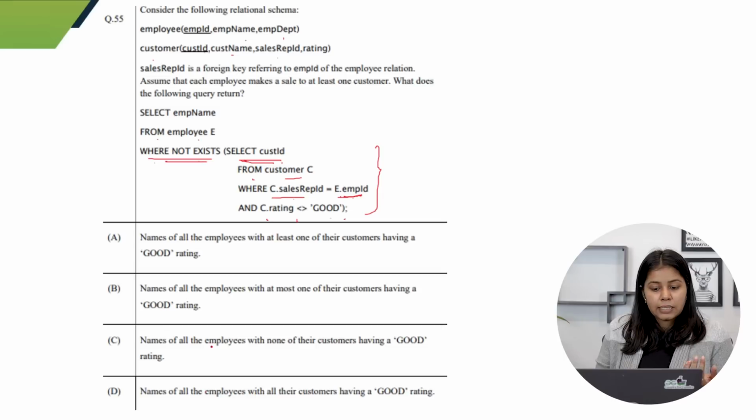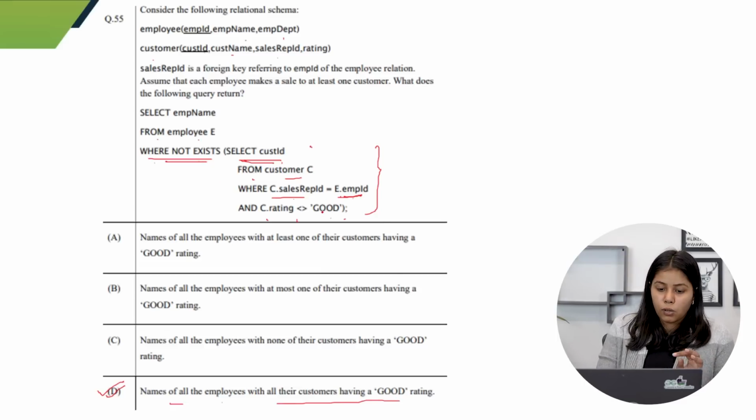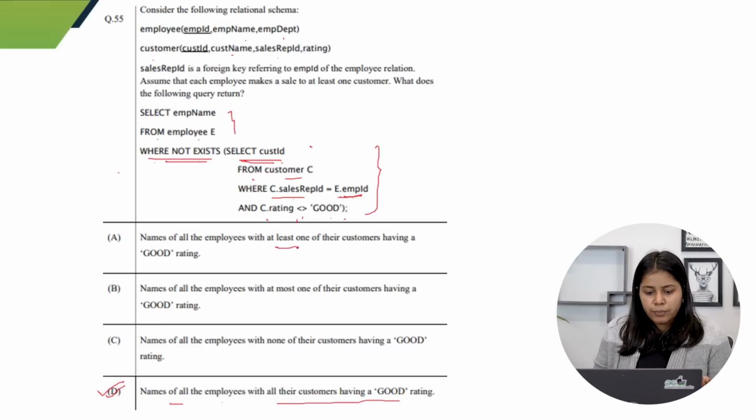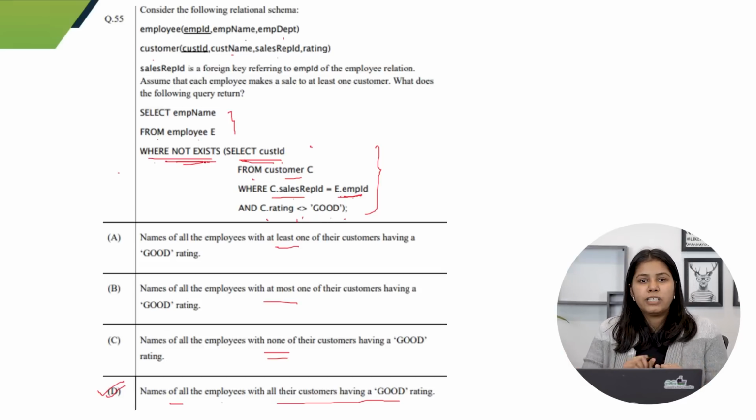Right? So I can see that if you go through the options, option D would be the correct one, because it is the name of all the employees with all their customers having a good rating. Because in this inner query we have found out all those customers which do not have a good rating, right? And here I do not have to take those which do not have a good rating, so I have to take all those employees whose customers have a good rating. So in options A and B, they have used at least, at most, which is not required, and none of their customers having a good rating. But we have that in the inner query and we have used not exists. So that's why option D is correct.